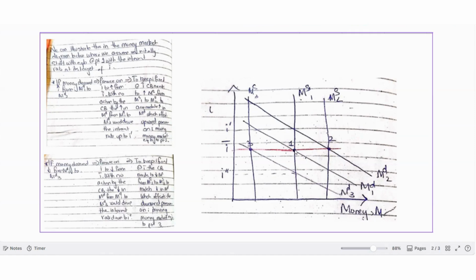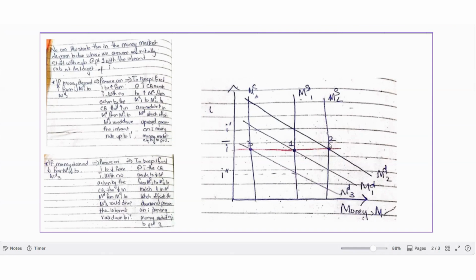Because here, if we start at 1, money demand increases from MD1 to MD2. If the central bank does nothing and keeps the money supply fixed at MS1, the interest rate would increase to I prime. So to keep the interest rate at I bar, the central bank will increase money supply from MS1 to MS2, and that will move money market equilibrium to point 2.